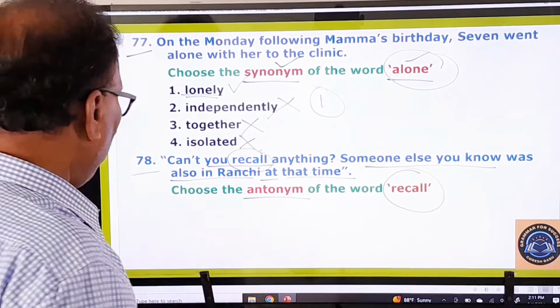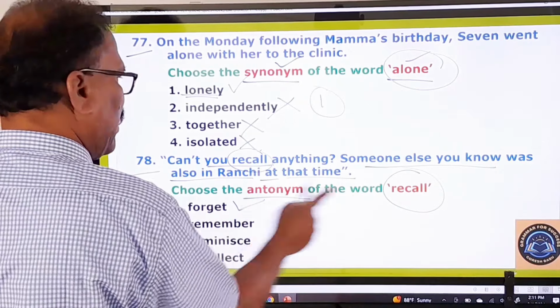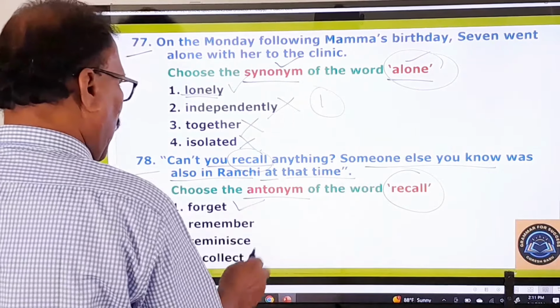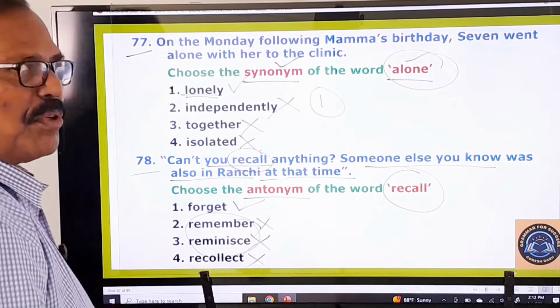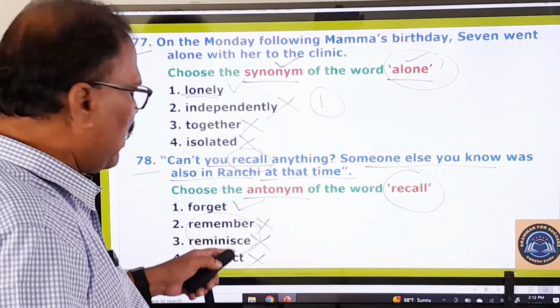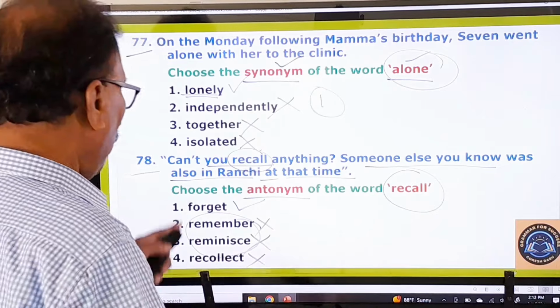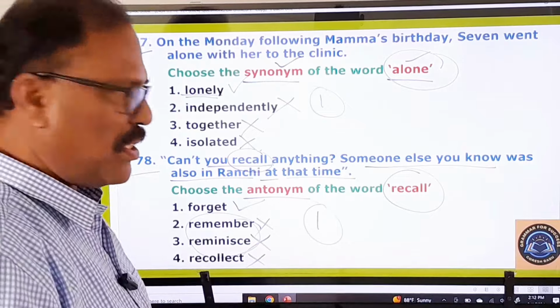So let us look at the options now. Okay. The very first one is the answer. Forget is there. The opposite of recall is forget. Remember, reminisce, recollect. All these words give you only identical meaning like remember or recollect. Vitannit ardham gurtu techukonuta ani ardham. So only this one is the forget one. So your answer is the first one. You move on to the other questions.